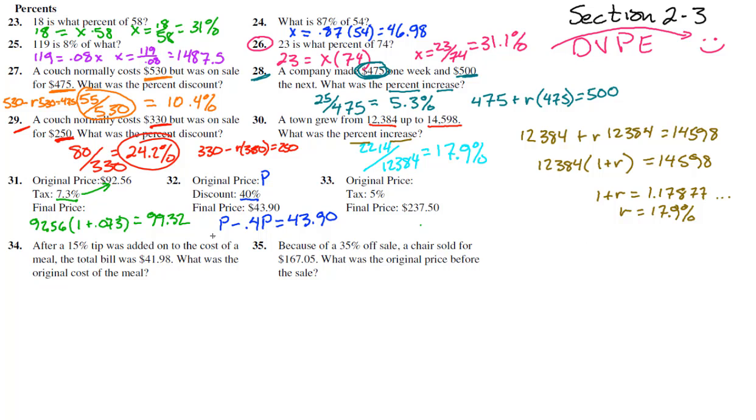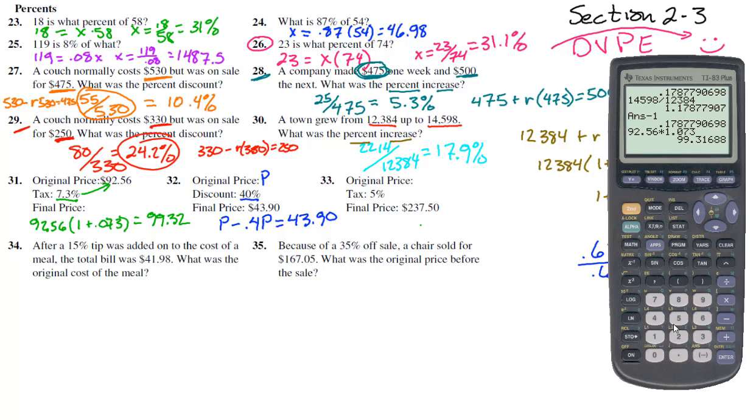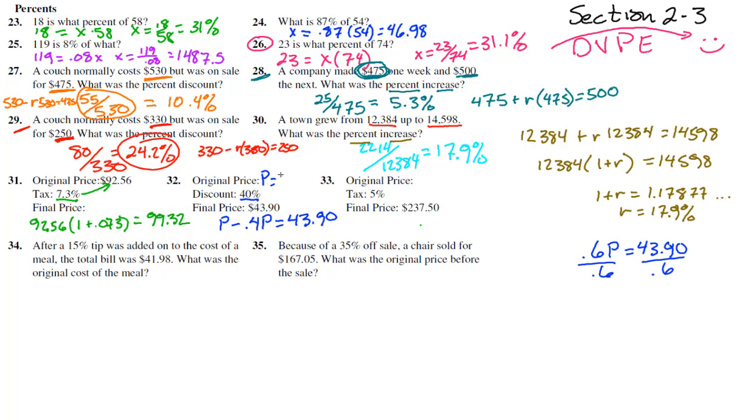We'll notice that 1P minus 0.4P is 0.6P, equals 43.90. And for those of you that like the shortcut, you'll see it right here. If it's a discount of 40%, then the final price has to be 60%. Divide by 0.6, divide by 0.6, 43.90 divided by 0.6 equals 73.17. So P is $73.17. Cool.